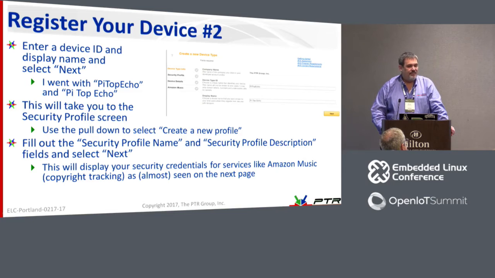And then click Next. Then it's going to take you to a security screen that asks you to create a new security profile. Now, the security profile is not as scary as it sounds. Basically, they're looking for a name and a description for the device. They say security profile description, and I'm looking at that going, what does that mean? Does that mean that I'm going to say what kinds of services it can do? It actually just means they want you to, in words, say, this is a Pi laptop, or something similar to that. So it really isn't nearly as scary as it sounds.